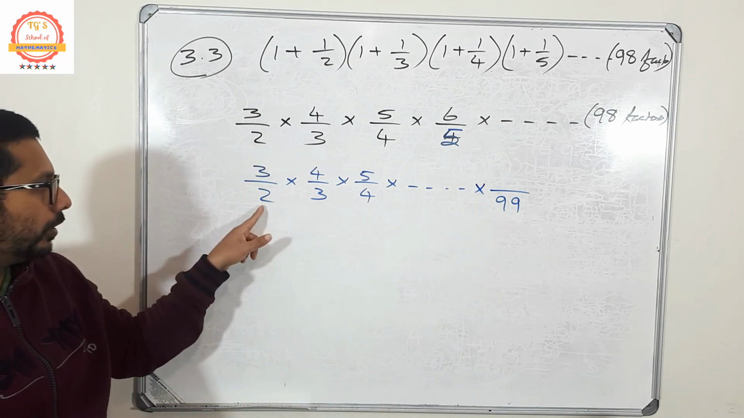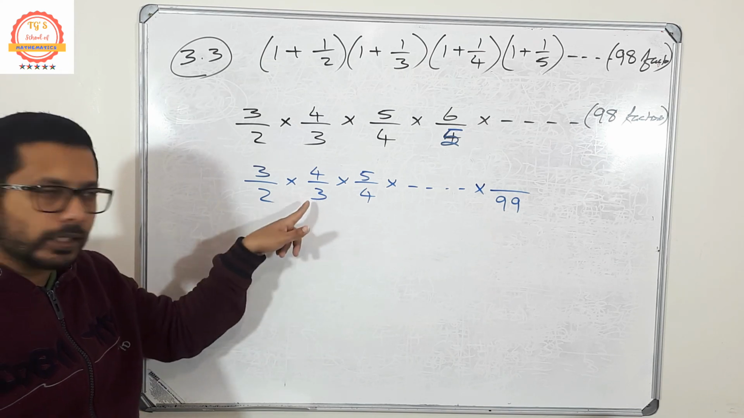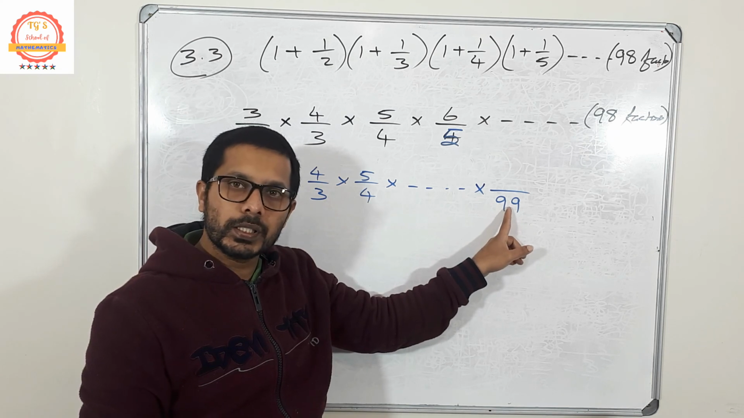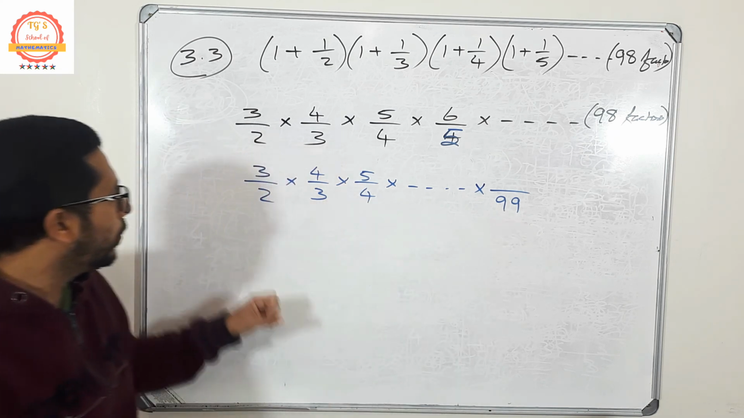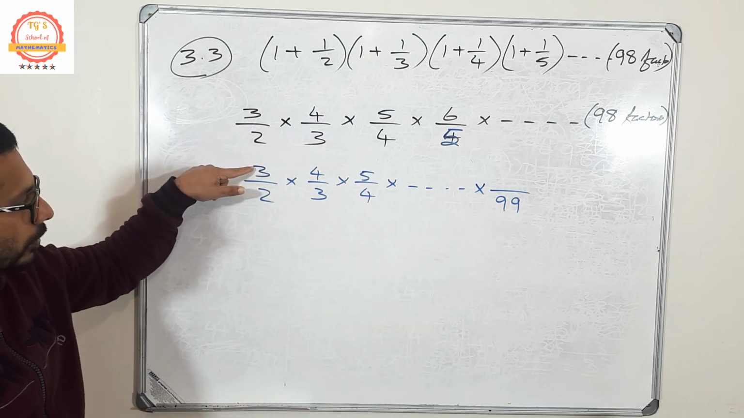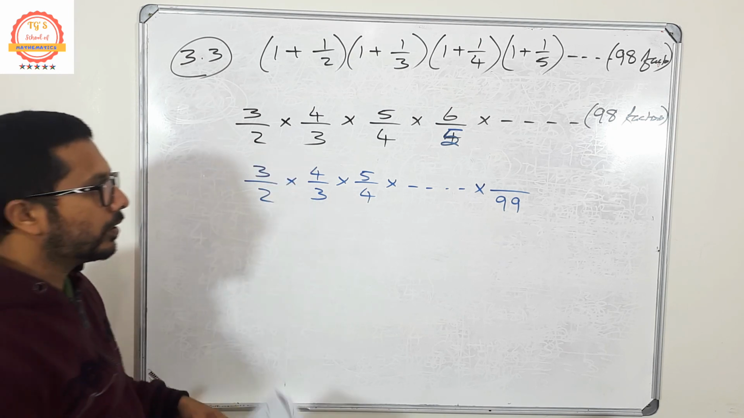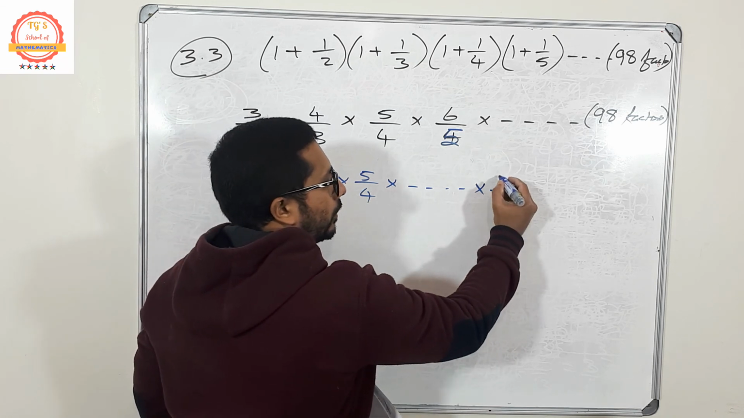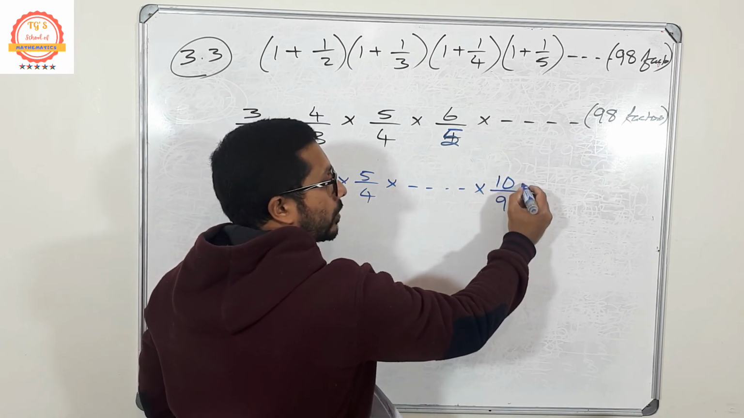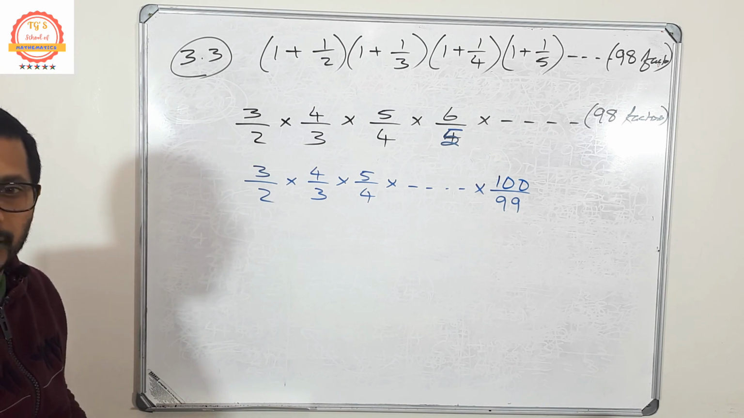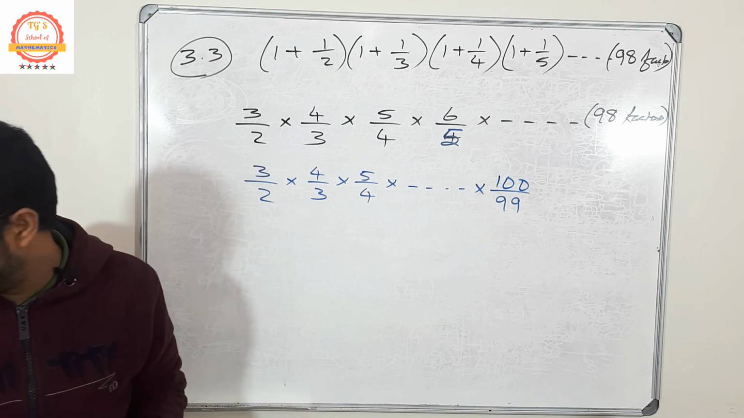First term, denominator is 2. Second term, denominator is 3. So 98 terms, denominator is 99. Now when the denominator is 2, what is the numerator? 3. When it is 3, the numerator is 4. So when the denominator is 99, the numerator is 100.